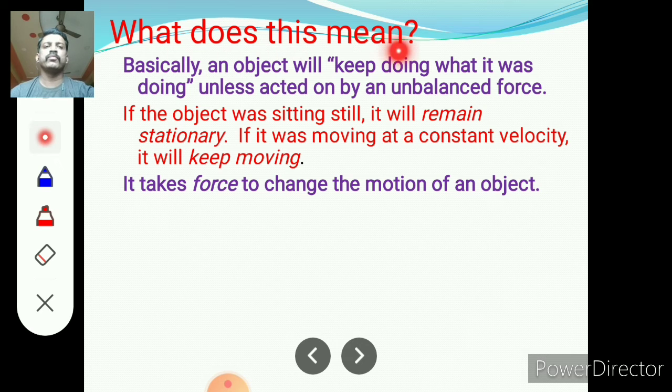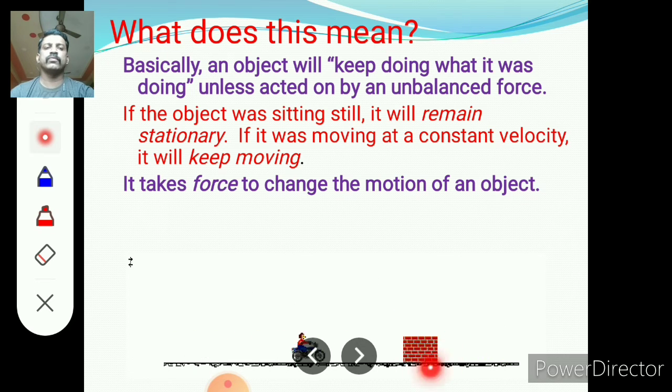What does this mean? Basically an object will keep doing what it was doing unless acted upon by an unbalanced force. If the object was sitting still, it will remain stationary. If it was moving at a constant velocity, it will keep moving. It takes force to change the motion of an object. So here is one example. There is an obstacle and the motorcycle is moving, and at the same time the motorcycle will stop.